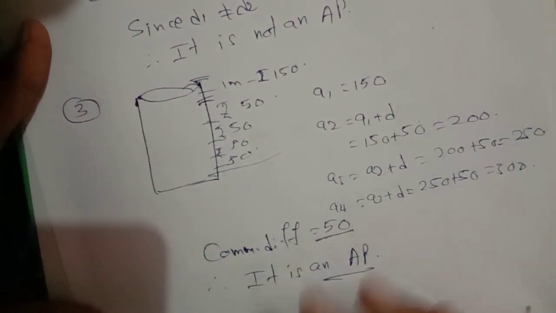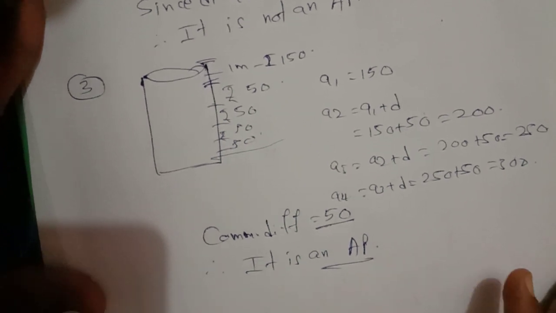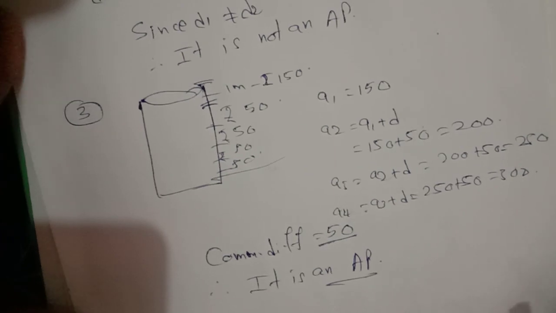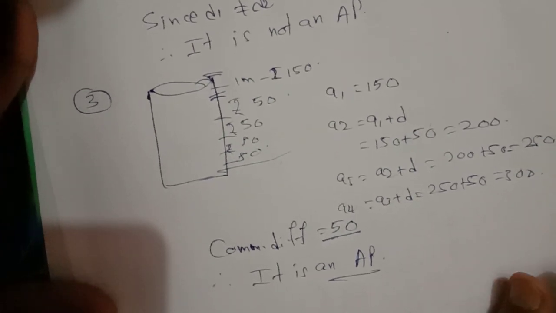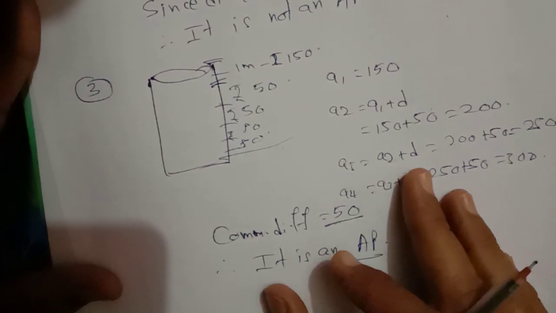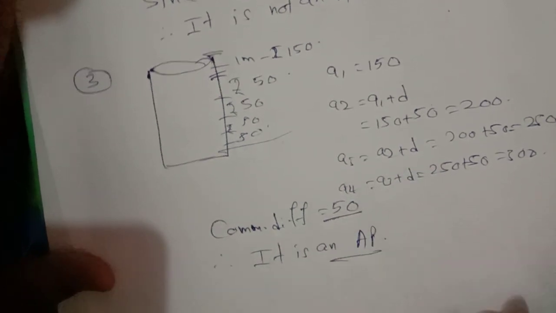And next, the question number 4, you can try at home. So this is regarding the arithmetic progression 5.1 first main. In the next video, I am going to continue the question number 2, 3, 4 and 5.